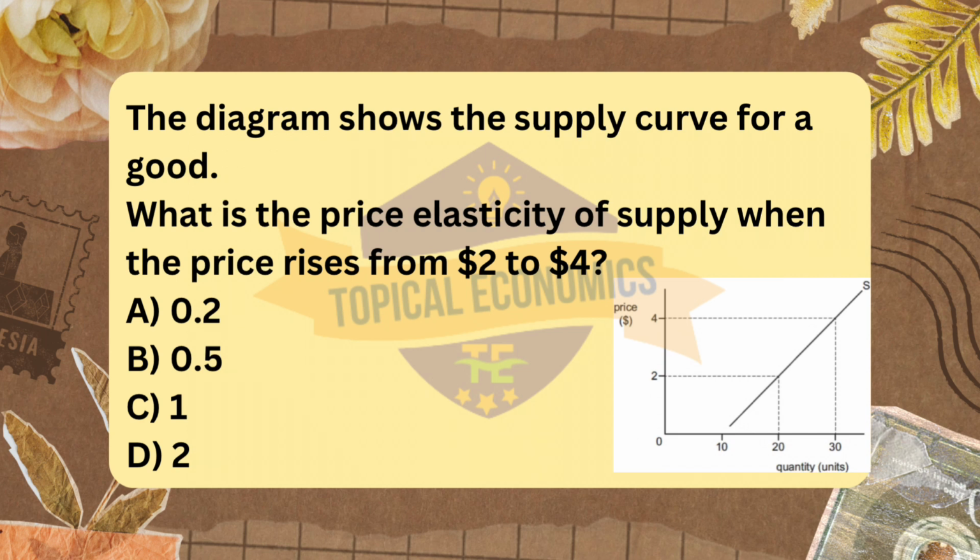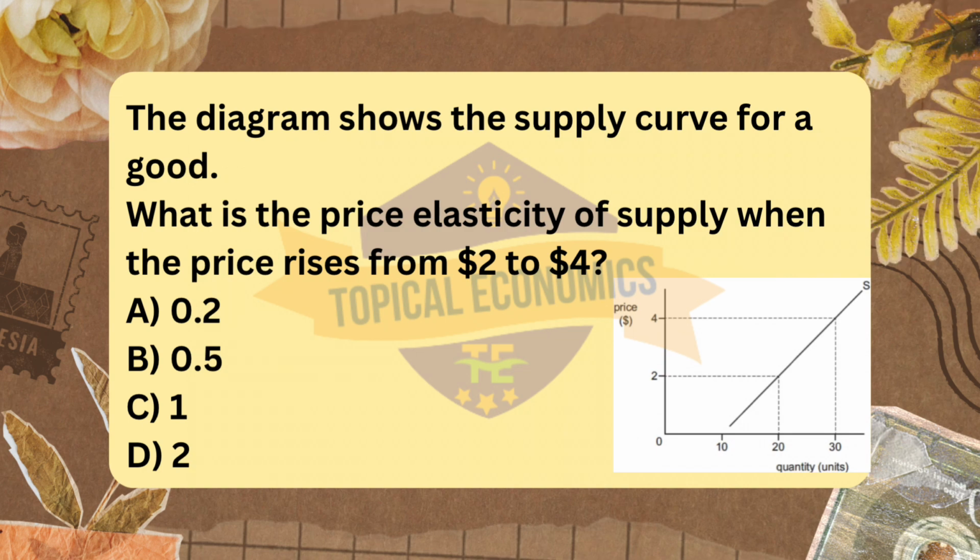When the price rises from $2 to $4, the percentage change in price is 4 minus 2 divided by 2, into 100. That is 100%. At the same time, the quantity supplied changes from 20 units to 30 units. So, the percentage change in quantity supplied is 30 minus 20 divided by 20 times 100. That is 50%. Hence, the price elasticity of supply is 50% divided by 100%, which gives the answer as 0.5.